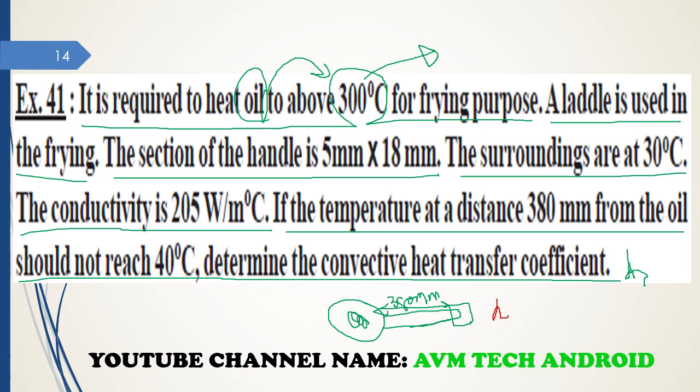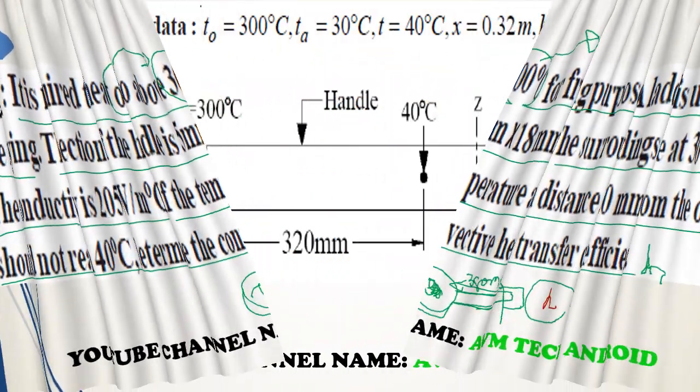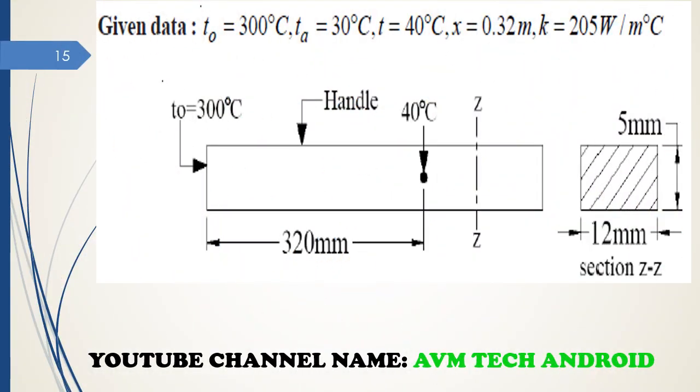So friend, I hope this logic is clear to you, data is clear to you. This is your ladle in which oil is filled, and we have to go for frying of something, where this is a handle, cross section is given. We have to find out H for the case where the temperature here should not go beyond 40 degrees Celsius, that is given in the data. So it is a very simple case. Let us see what is given to us in the data and what we have to find out.